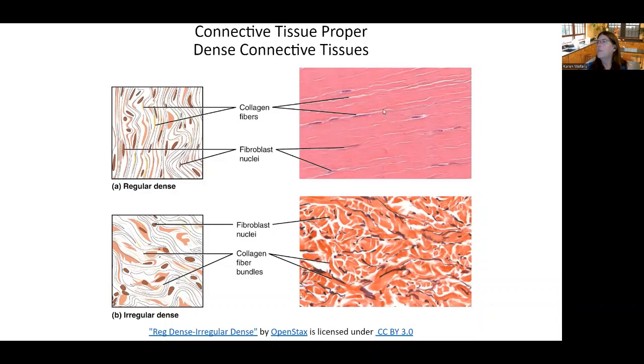So here's a regular dense, where we have a regular layering of our collagen fibers, and here you see the fibroblast nuclei. And we also have irregular dense, where it's not layered as cleanly. And then we see some of our collagen fibers are more in bundles, and we'll have elastic fibers interspersed here.